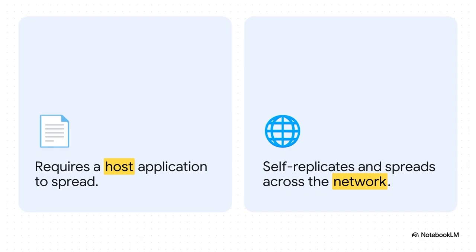A worm? A worm is a totally different beast. It's an independent traveler. It can replicate and spread all by itself across a network, jumping from computer to computer by exploiting security holes. No human help needed.